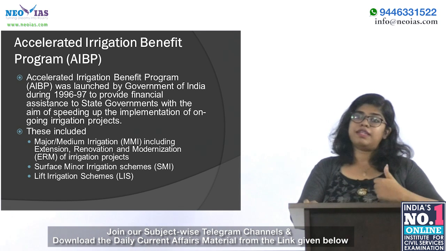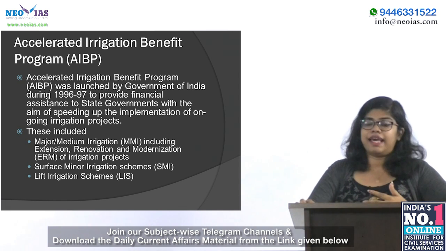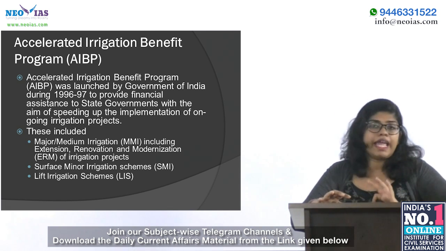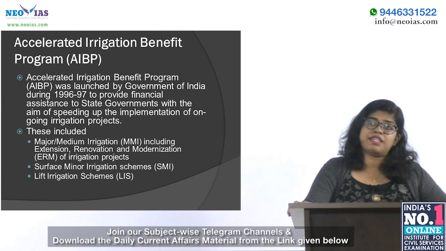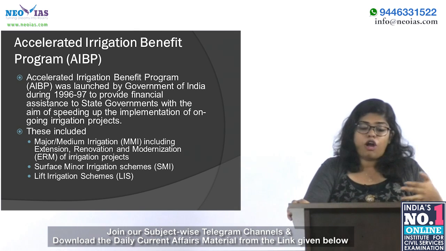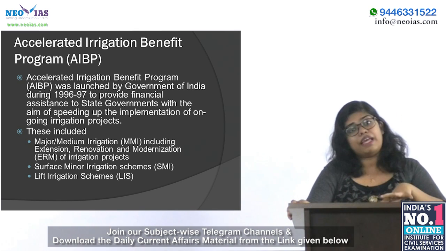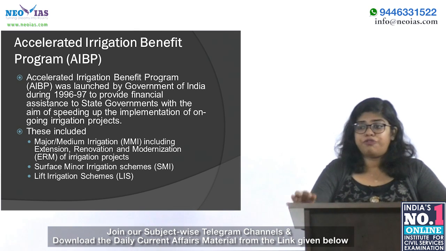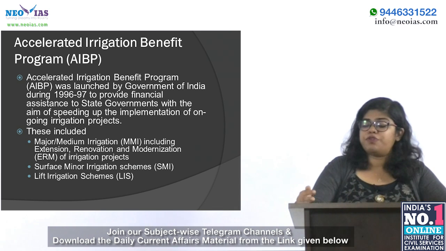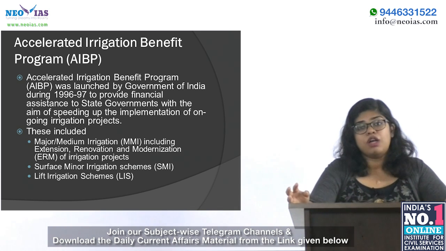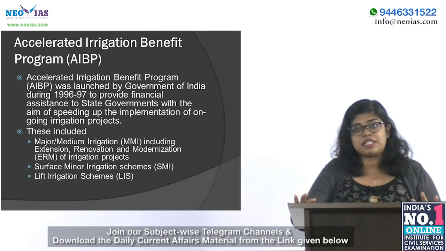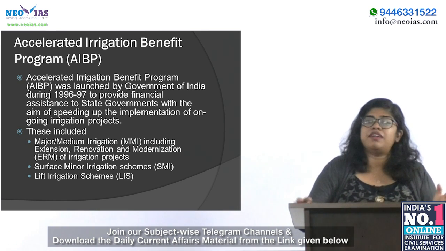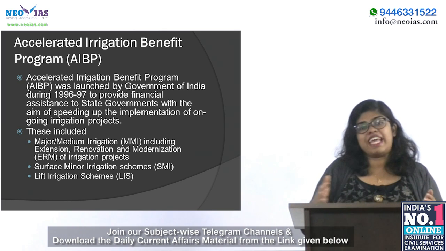Okay, so we will call it as MMI, SMI and LIS. So 3 projects are covered under AIBP. The financial assistance for MMI is 25% by the government, and for a new project it will be like 75%, or for an almost completed project they will be giving 50%. They have a financial scale for it.